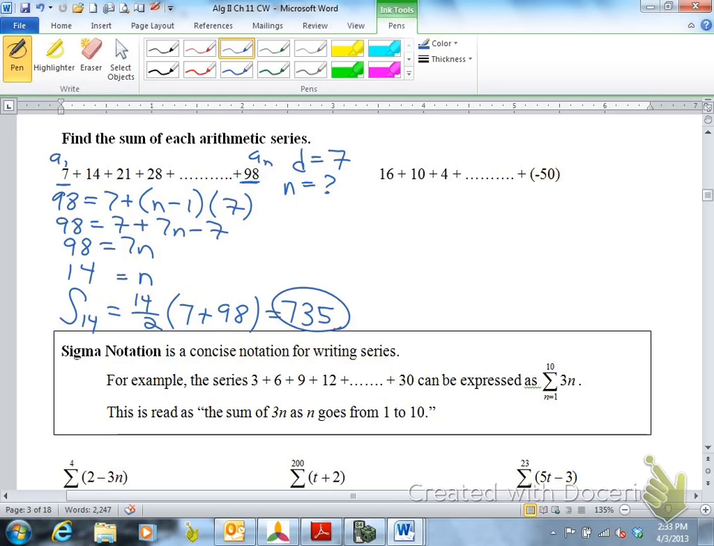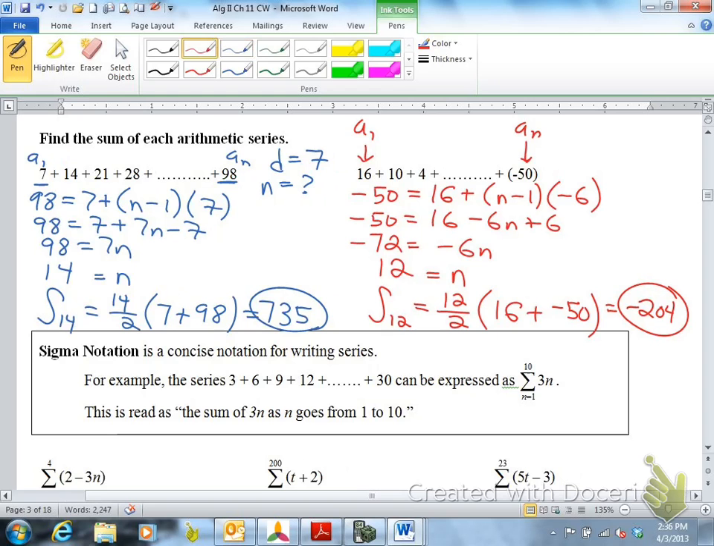And pause this video and see if you can do the next example. So the answer is negative 204, where n is 12. You can continue this lesson on the next video, 11.2b.